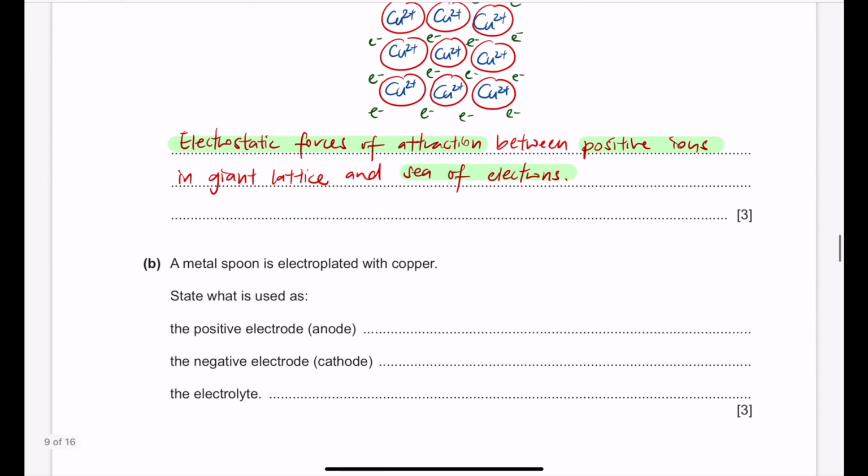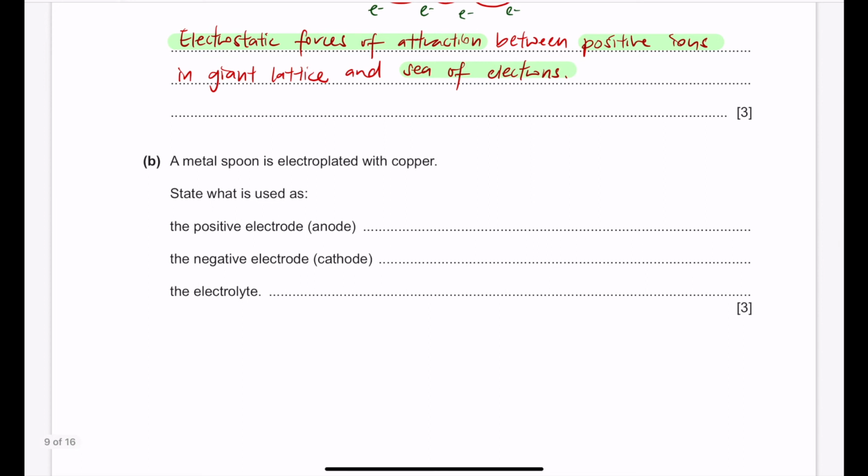Okay, next, I see electroplating. So when it comes to electroplating, you see given here, a metal spoon with copper. So what is the anode? In this case, the anode is always the metal they want to plate on the object. The cathode is always the object to be plated. Electrolyte-wise, you're using copper, so the electrolyte has to be a copper solution. You can use copper(II) nitrate. Always use nitrate. Why? Because all nitrates are soluble salts.